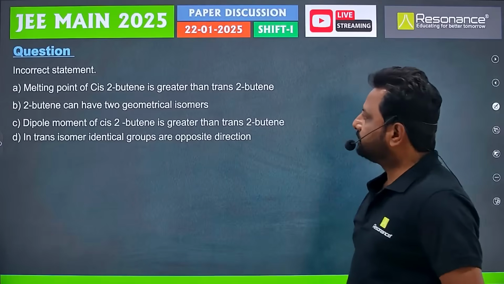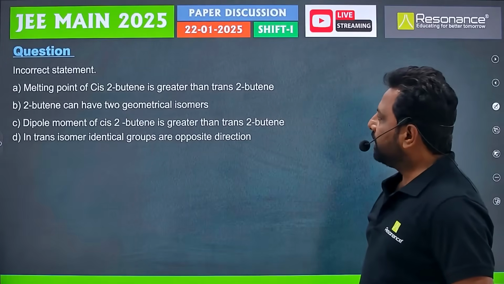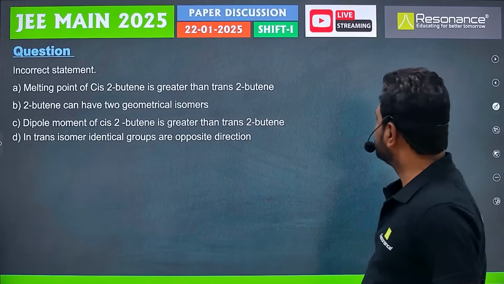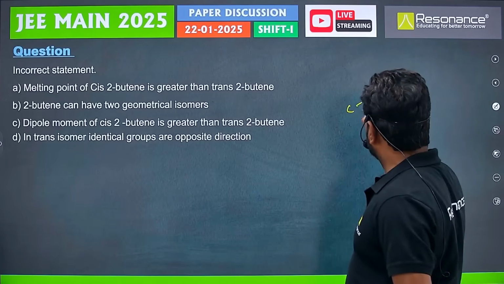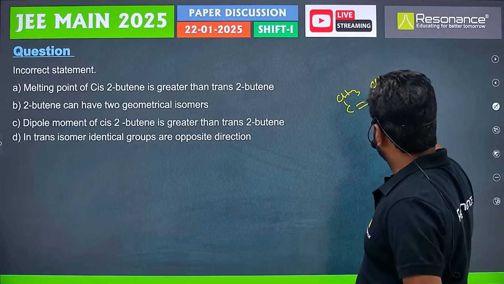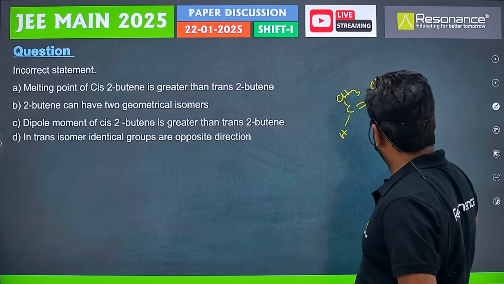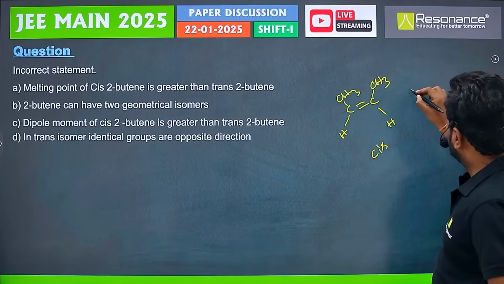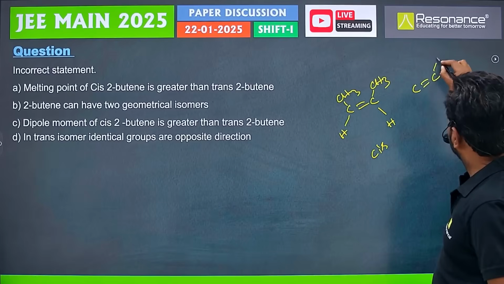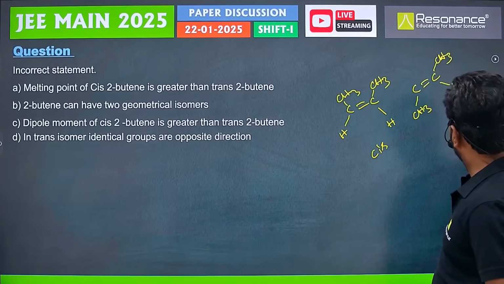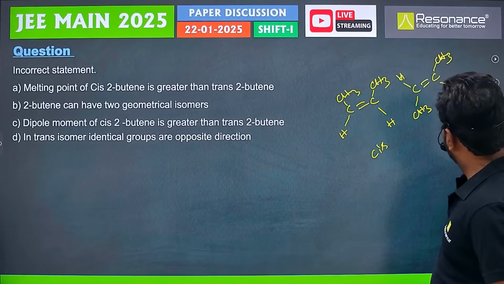Go for the next question: incorrect statement. A. The melting point of cis-2-butene is greater than trans-2-butene. If you consider this, this is cis-2-butene, and this is trans-2-butene.